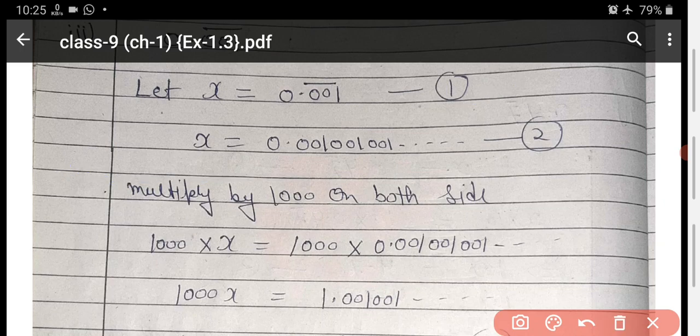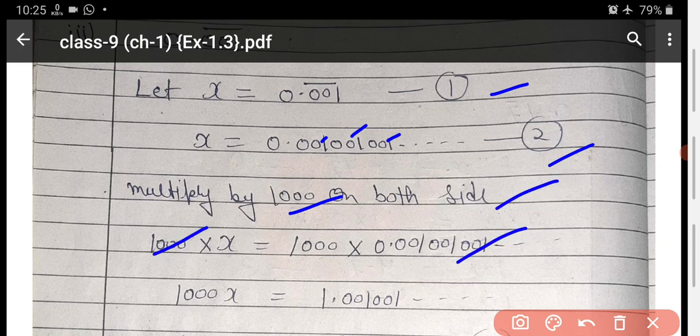Okay, now x is equal to 0.001, 0.001, 0.001 dot dot dot, equation number 2. Now how many digits are under the bar? There are 3 digits, so you have to multiply by 1000 on both sides.